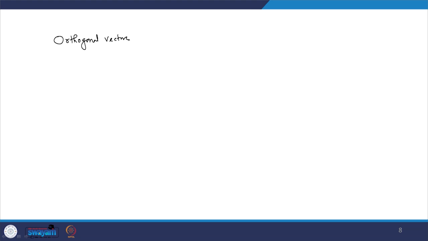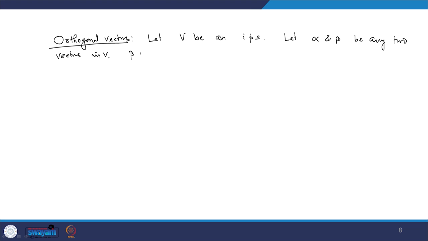Orthogonal vectors. Let V be an inner product space, let alpha and beta be any two vectors in V. Beta is said to be orthogonal to alpha, provided the inner product of alpha and beta is equal to 0.